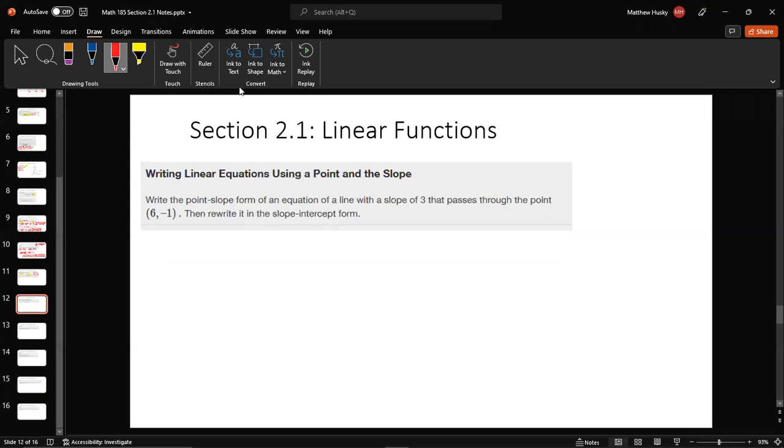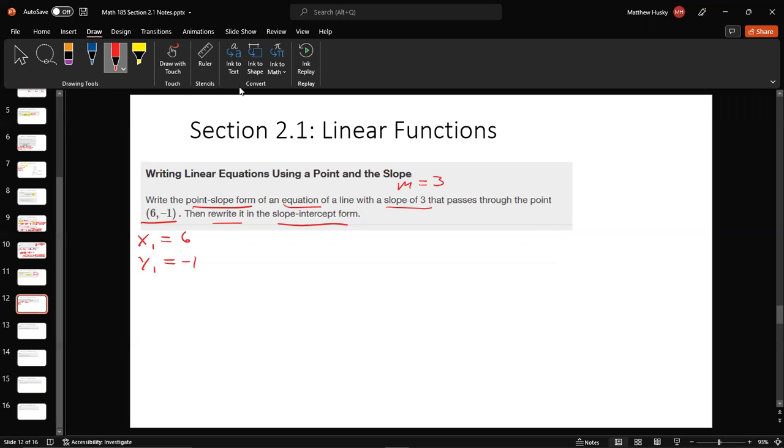So how would you use this? They say write a point slope form equation of a line. The slope is 3, so that's another way of saying m equals 3. The point is 6, negative 1. That means x1 is 6, y1 is negative 1. Then they say rewrite it in slope intercept form.